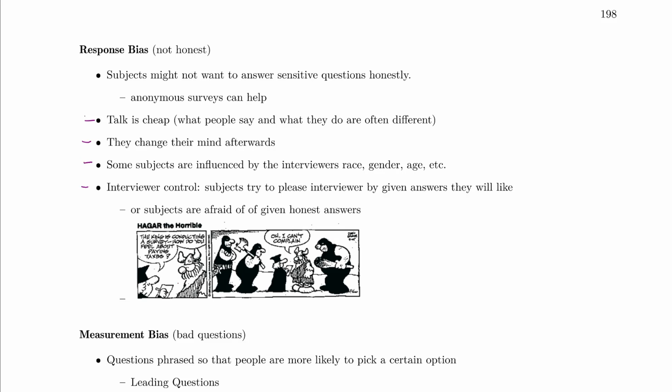In this comic, the king is conducting a survey. How do you feel about paying taxes? Well, this person is surrounded by the king's guards looking ready to maul him, and he says, oh, I can't complain. He's afraid of answering honestly. That would be response bias. They're not honest.